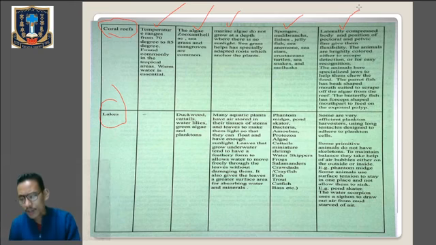Clear? So here we have finished the chapter ecology. Okay, from next class we will begin with the new chapter.